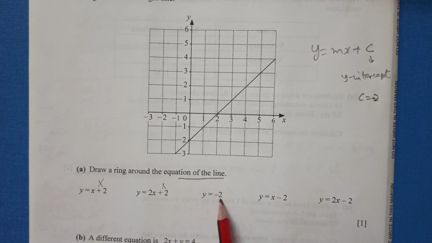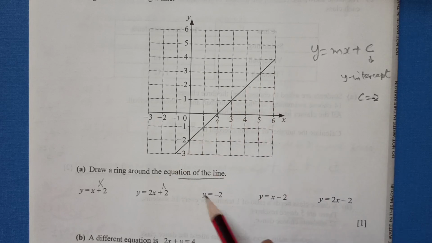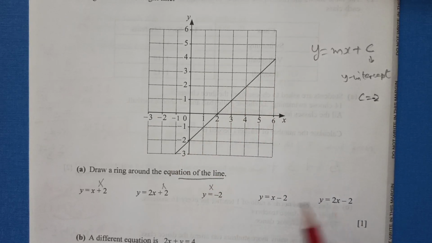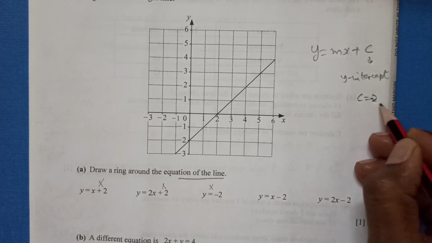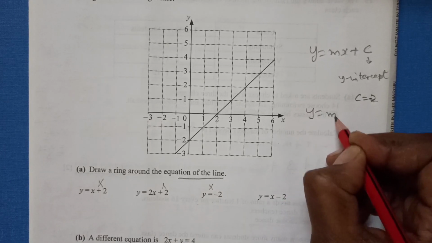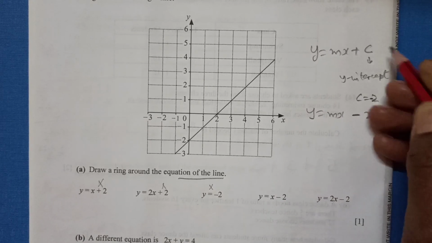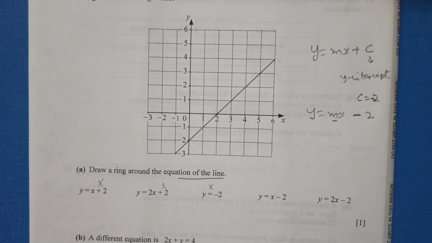And this one, y equals -2, because this is a diagonal line, so this cannot be the solution. So we have these 2 remaining now with the y-intercept -2. So we got y equals mx minus 2 if we replace the value of c as -2. Now we need to find out the value of m.